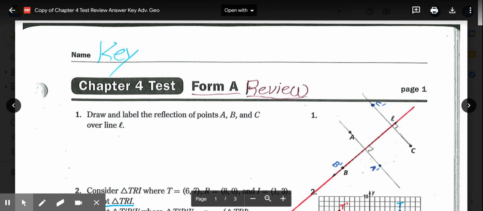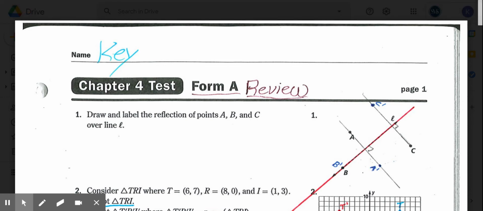So based on this review, again, to properly prepare for the test, I would make any changes you need to your copy of the review, and then also make sure that you have the note sheets from 4.1 to 4.7 ready for testing day.